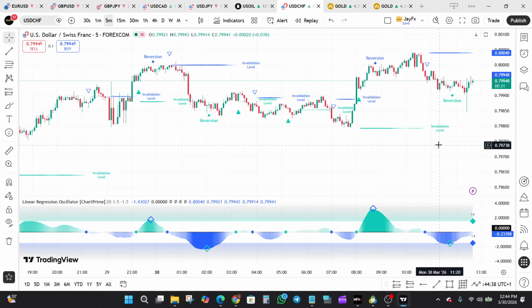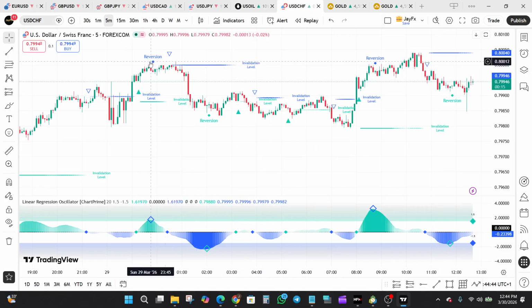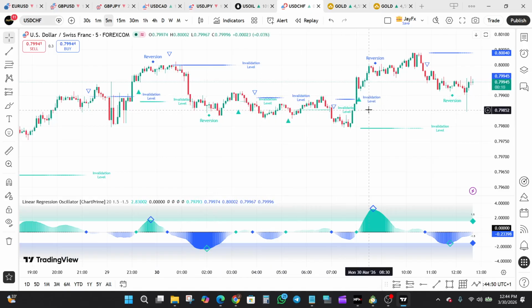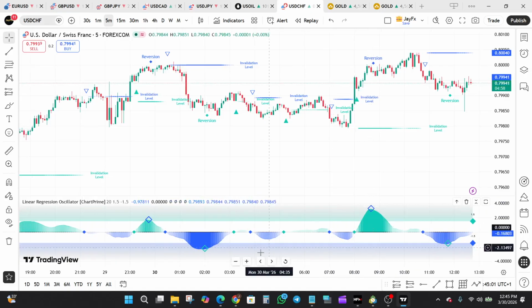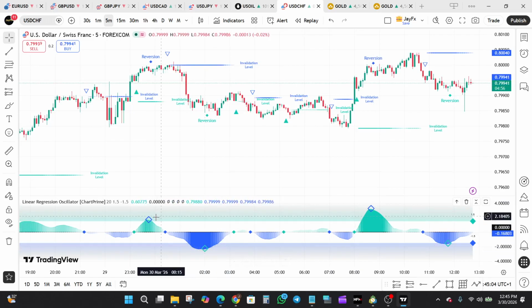Now, one of the key uses of this indicator is identifying potential turning points. You can see here we have reversion, we have invalidation level, reversion, and all of that. Even here on the oscillator window, you will notice that there are signs that appear when we are probably going to have a reversal. You can see this diamond sign. So extreme values may signal that price is stretched and could retrace, while movement back towards zero can indicate a shift in momentum.